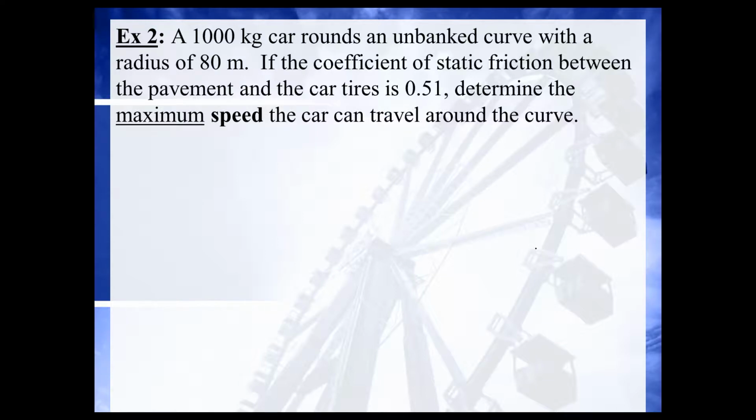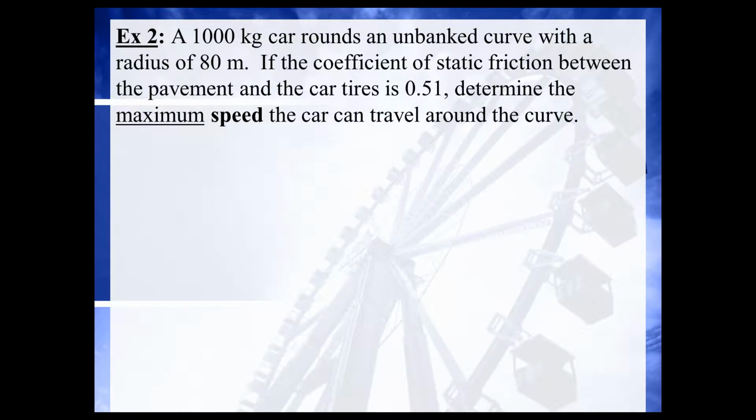Example 2. I have a 1,000-kilogram car that rounds an unbanked curve. Unbanked curve just means that there's a turn, but it's on like a flat road. There's no incline of the actual turn. The radius is 80 meters. It tells me the coefficient of static friction between the pavement and the car tires is 0.51. And then I want to figure out the maximum speed the car can make the turn without leaving the circle.